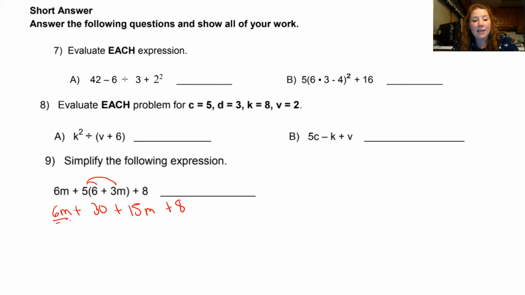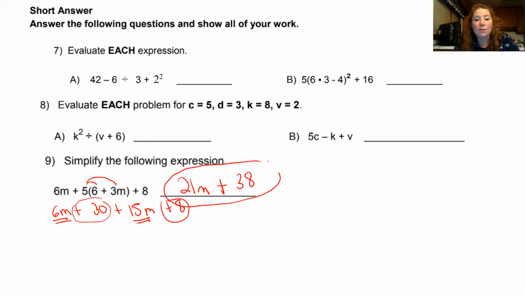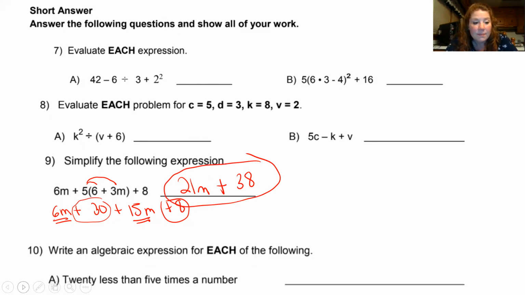All right, I have a couple of like terms. So 6M plus 15M is 21M, plus 30 plus 8 is 38. And that's as far as I can go because I cannot add those two unlike terms.